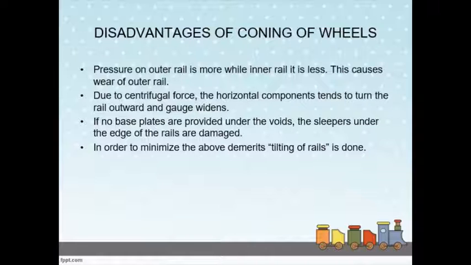Now we will discuss the disadvantages of conical wheels. Pressure on the outer rail is more, while on the inner rail it is less. This causes wear of the outer rail. Due to centrifugal force, the horizontal component tends to turn the rail outward and causes gauge movements. If no base plates are provided under the rails, the sleepers under the edge of the rails are damaged.